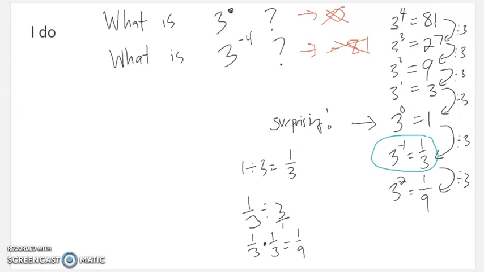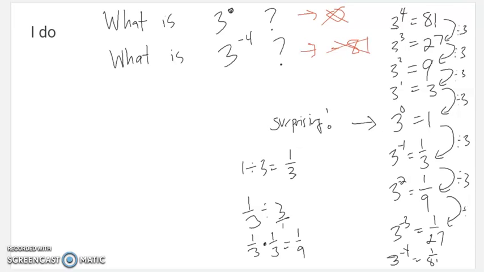Notice 3 to the -1 versus 3 to the +1. Then notice 3 to the -2 versus 3 to the +2. Right? You're going to notice that pattern, and that continues. 3 to the power of +3 is 27, 3 to the power of -3 is 1/27. And that pattern continues as well. 3 to the power of +4 is 81, 3 to the power of -4 is 1/81. And you never have to memorize this.